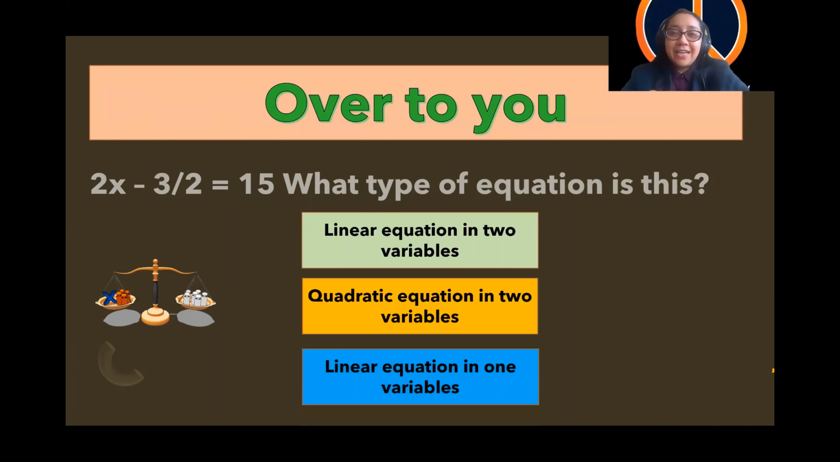Thank you very much. Please write it down. Linear equations in two variables, quadratic equations in two variables, or linear equations in one variable. What example is this? 2x minus 3 upon 2 equal to 15. Yes, I hope that you have answered it correctly. And the correct answer is linear equation in one variable. Why? Because there is only one variable x, there is no other variable. And also the degree of the equation is 1. So the power of x is 1.